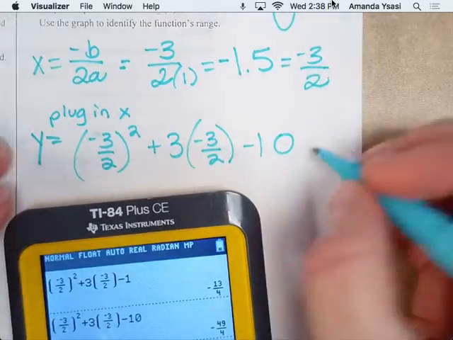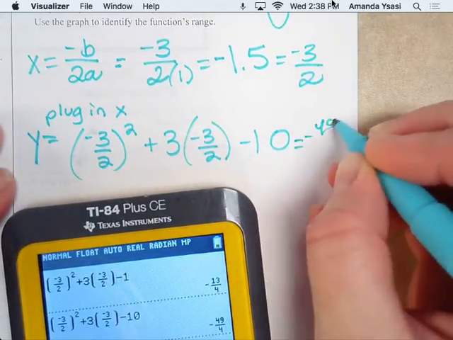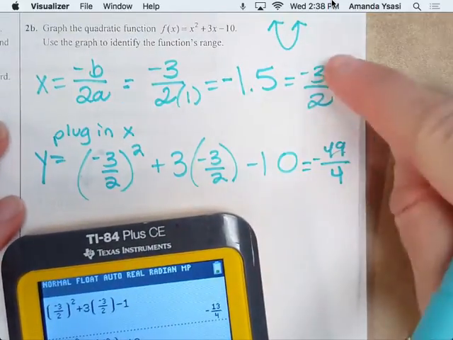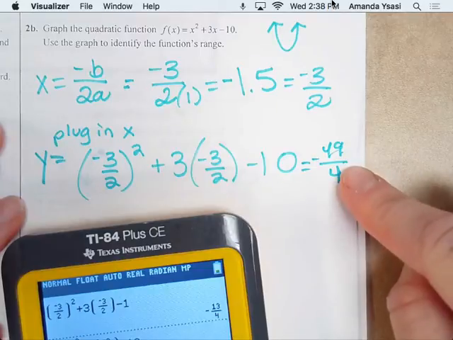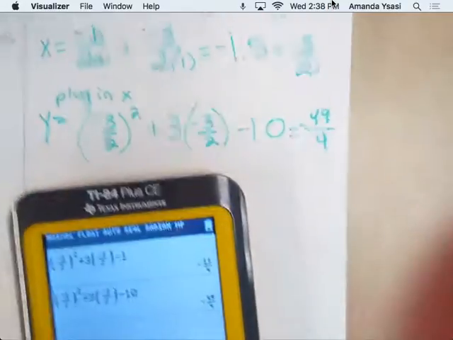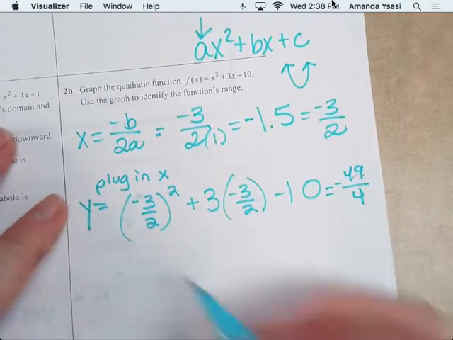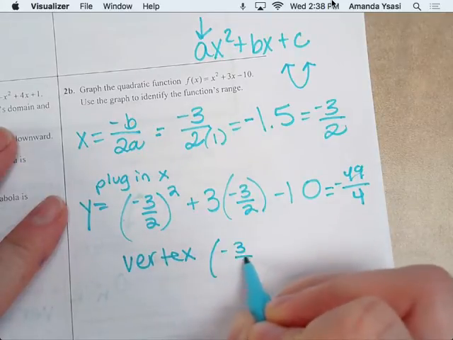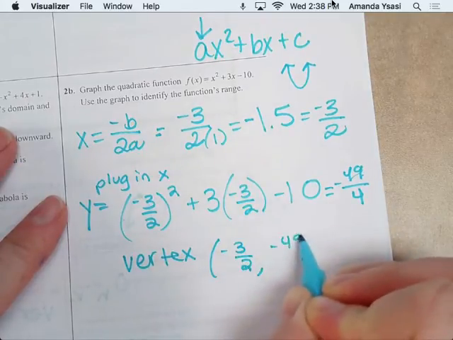So that ends up being negative 49 over 4. So this is getting the exact answer as a fraction. So this means that our vertex is at (-3/2, -49/4).